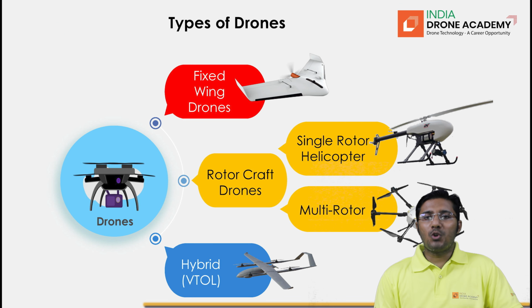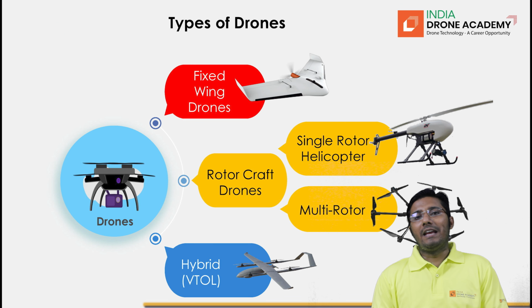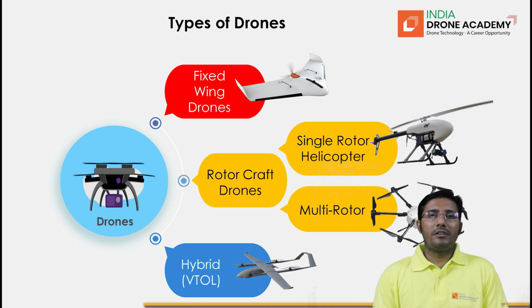Types of drones. Drones can be divided into three basic types. The first one is fixed wing drones. We have already discussed fixed wing drones in the previous chapter, and some part of it was also discussed in the chapter on the basic principles of flight.